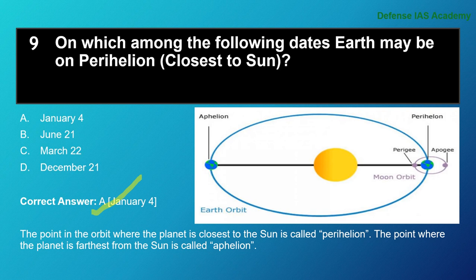And the aphelion date is July 4th, where the Earth is farthest from the Sun. So these two dates, January 4 where it is close to Sun, and July 4th where it is far away from Sun, are in terms of Earth. Different planets have different points that become closest and farthest, so the aphelion and perihelion for the planets may change, but January 4 as perihelion and July 4 as aphelion is related to our Earth.